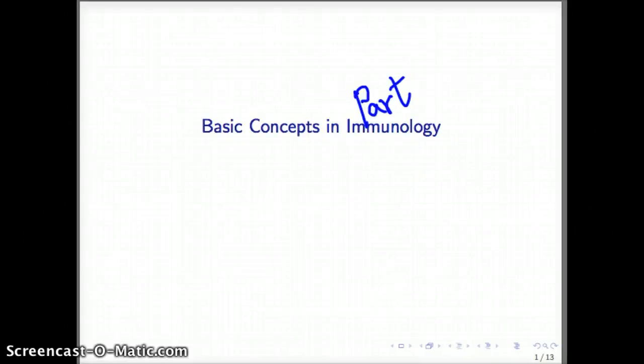Welcome to part 3 of basic concepts in immunology. Making sure that we are continuing our discussion on some of the main parts of the immune system.